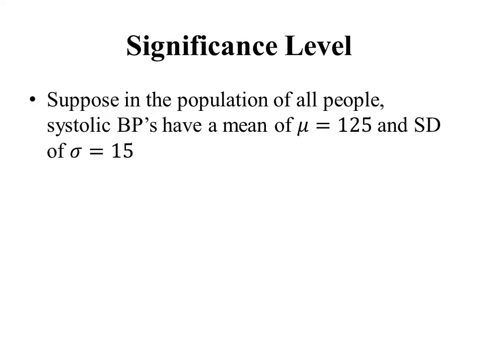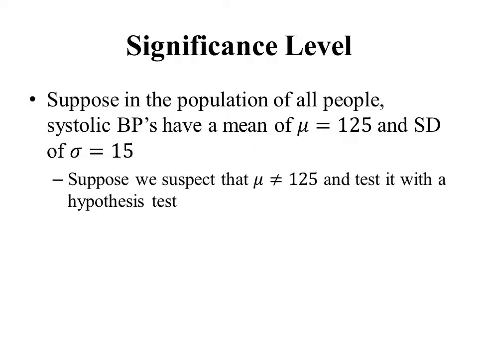To start to answer this question, let's look at this hypothetical scenario that we looked at in part A of the lesson. Suppose that in the population of all people, systolic blood pressures have a mean of 125 and a standard deviation of 15. Now let's suppose that for some reason we suspect that mu is not equal to 125 and choose to test that suspicion with a hypothesis test.